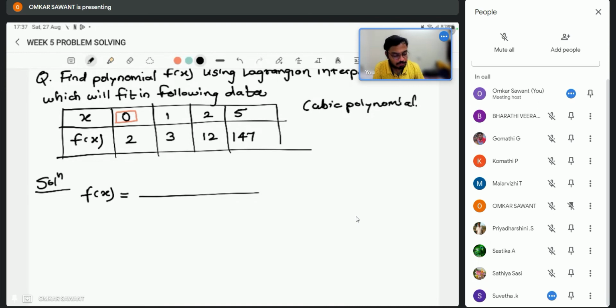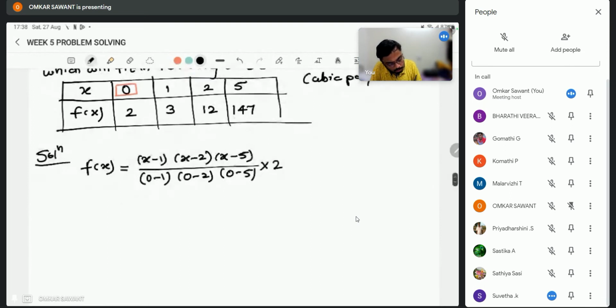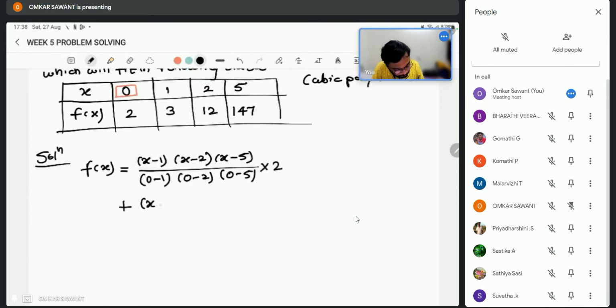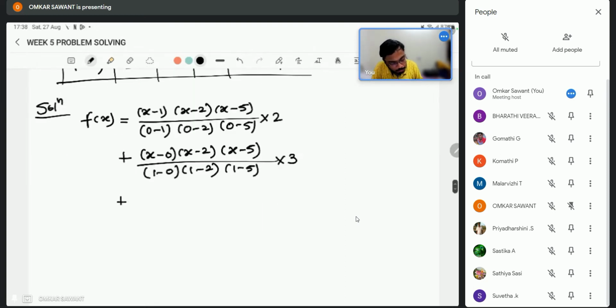We will do the same thing, right? We need it at x. So with respect to this point 0, we'll subtract x from the other points: x minus 1, x minus 2, x minus 5, divided by 0 minus 1, 0 minus 2, 0 minus 5, into 2. So calculate the other points. With respect to 1 we will get this, and for the second term, with respect to 2, we'll get this.